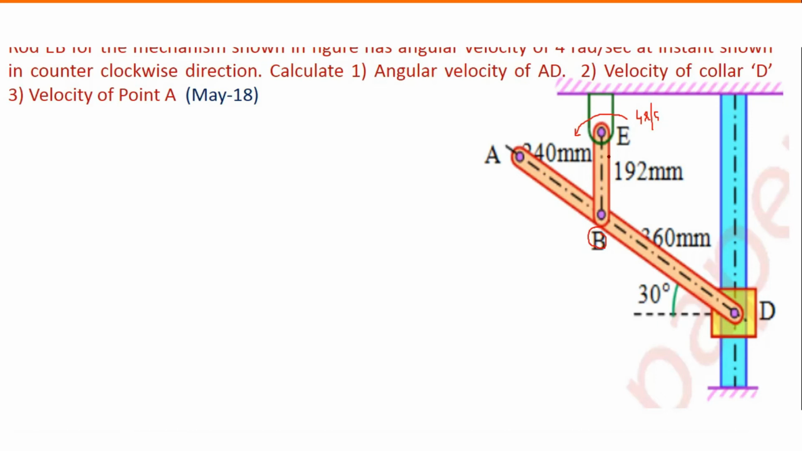For link EB, point A is a hinged point. So if this is a hinged point, this will become my ICR. So the ICR for link EB is point E. Let us name it I1.